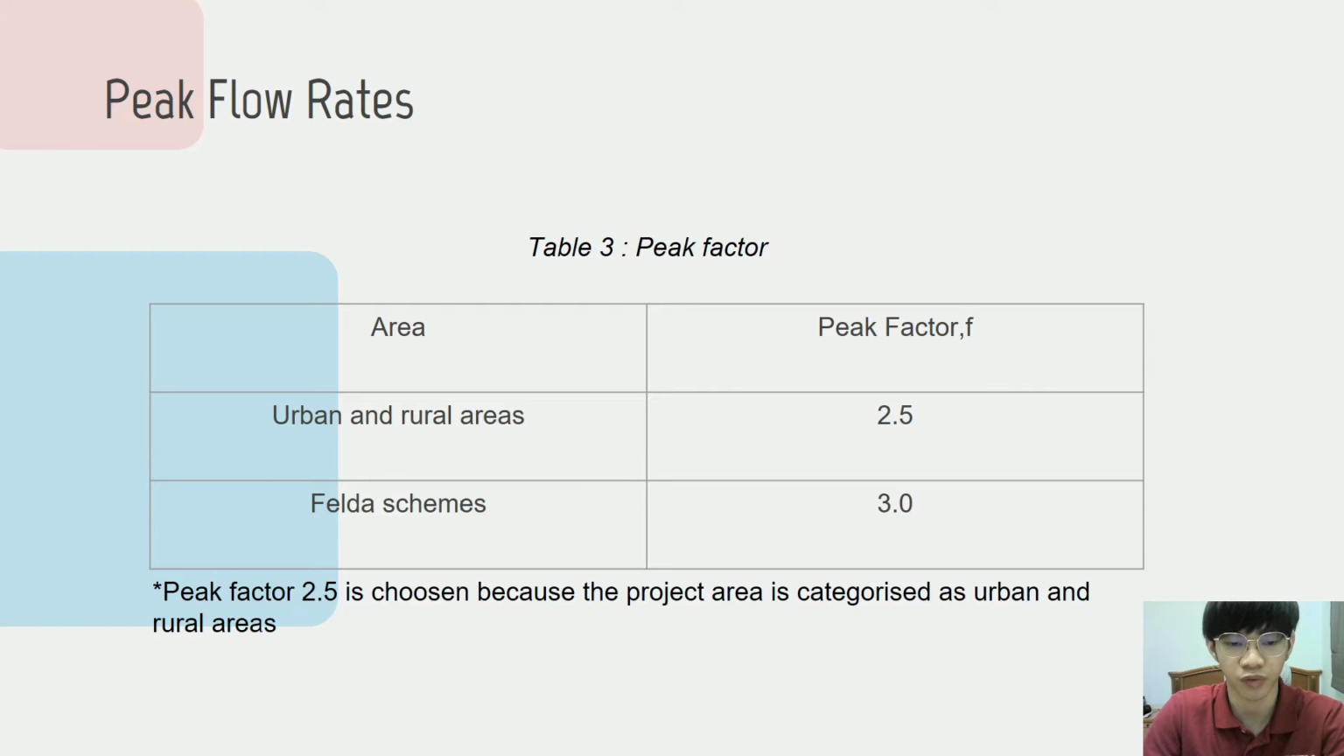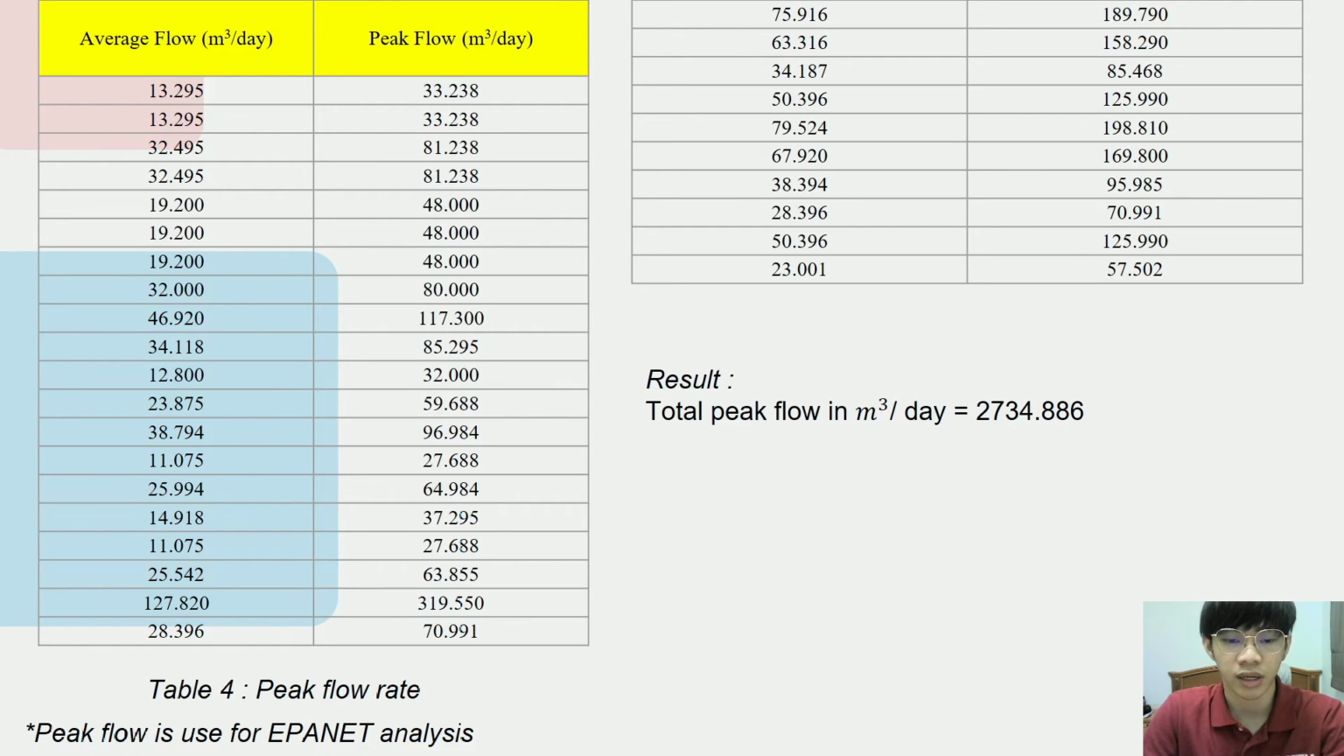The calculation of peak flow is not as complicated as what we did in calculation of average flow. The peak flow is calculated by taking the average flow times 2.5. Then we will get the peak flow value. The peak flow in unit of meter cube per day is 2034.886. Peak flow is also named as domestic flow. It is used in the calculation of water distribution, which will be used in the analysis of ePanel.